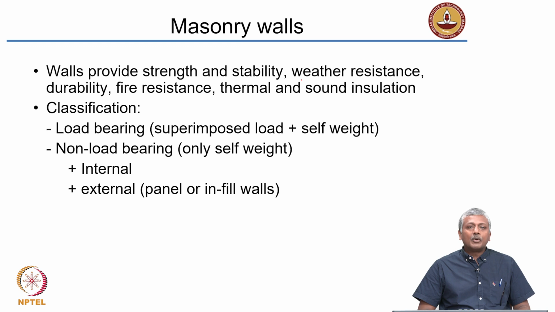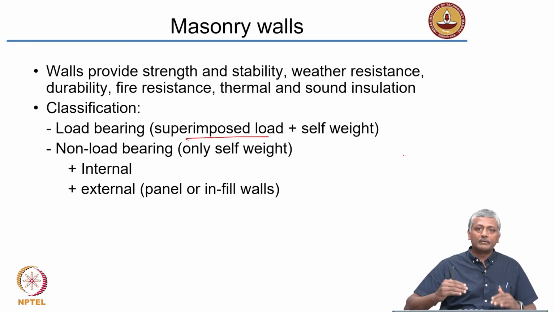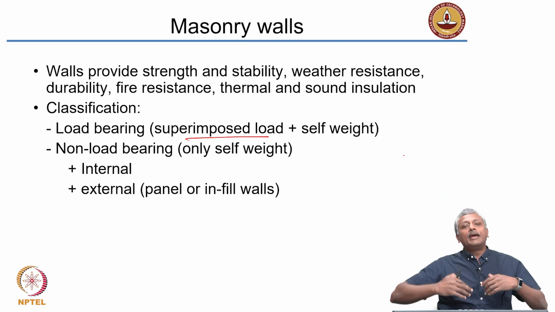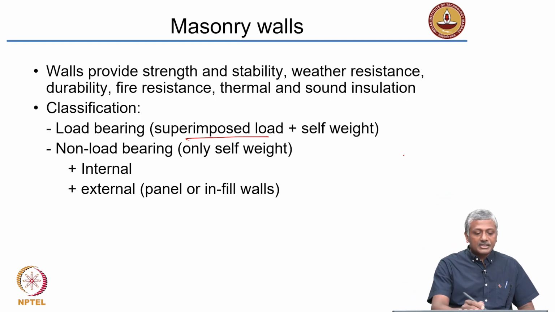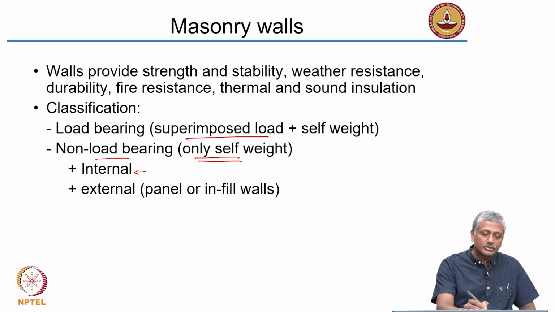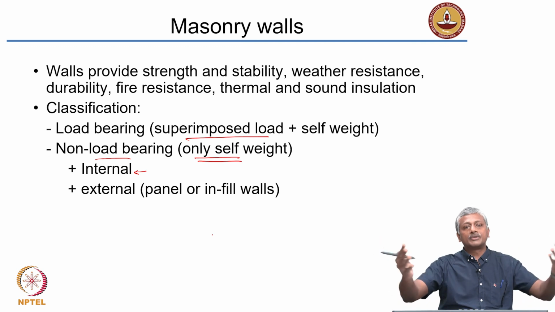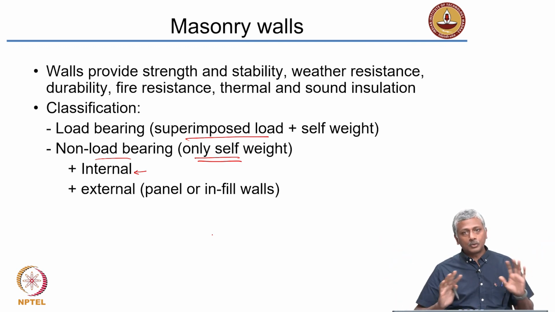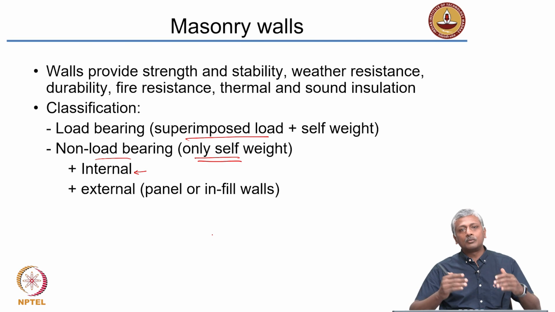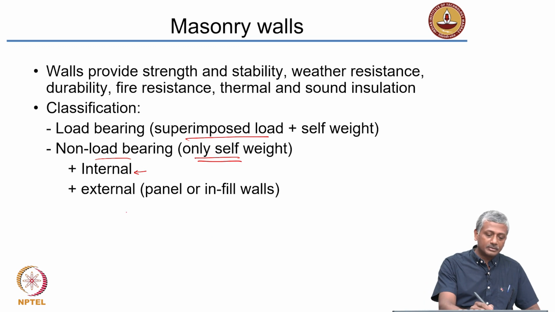Now, based upon the amount of load they carry and where they are placed, they can be called load bearing walls, which are actually getting the superimposed load from the top. The wall is bearing the load that is coming from the top and its own self weight. In the case of non-load bearing walls, they have to bear only the self weight. In most cases, these non-load bearing walls are used as internal walls, okay. That means they are in between the outer walls of the building, which make the more load bearing components. The inner walls are not really doing that much of a load bearing thing.